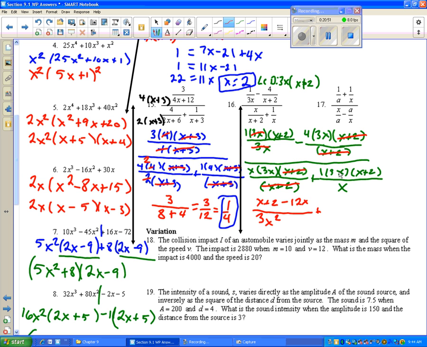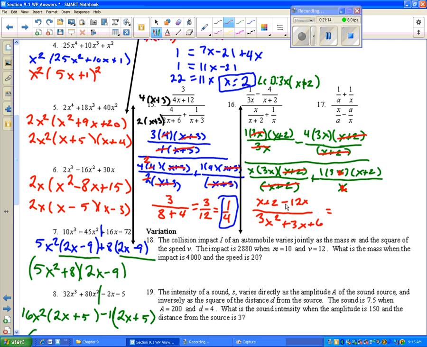plus, excuse me, that plus ended up in the wrong place, plus x and x cancel. 1 times 3 times x is 3x. 1 times 3 times 2 is plus 6.